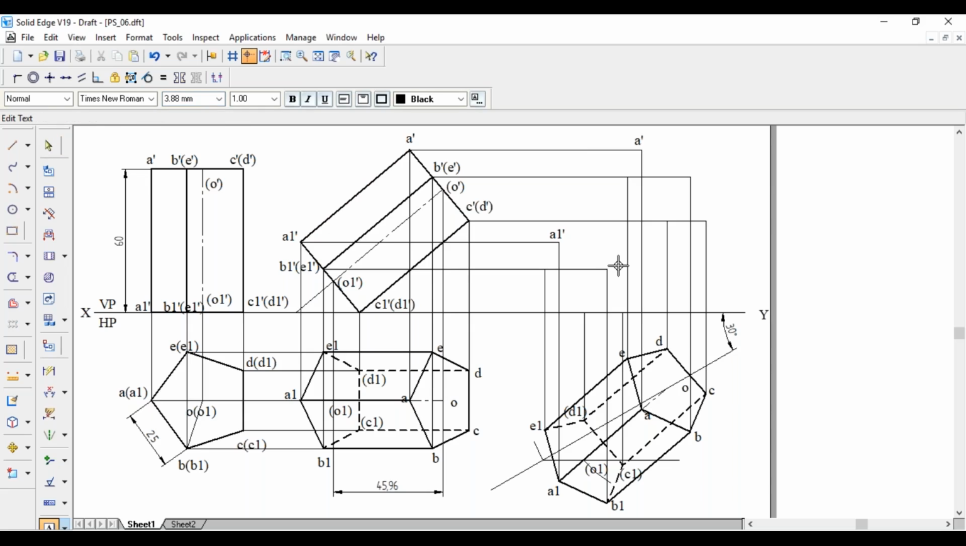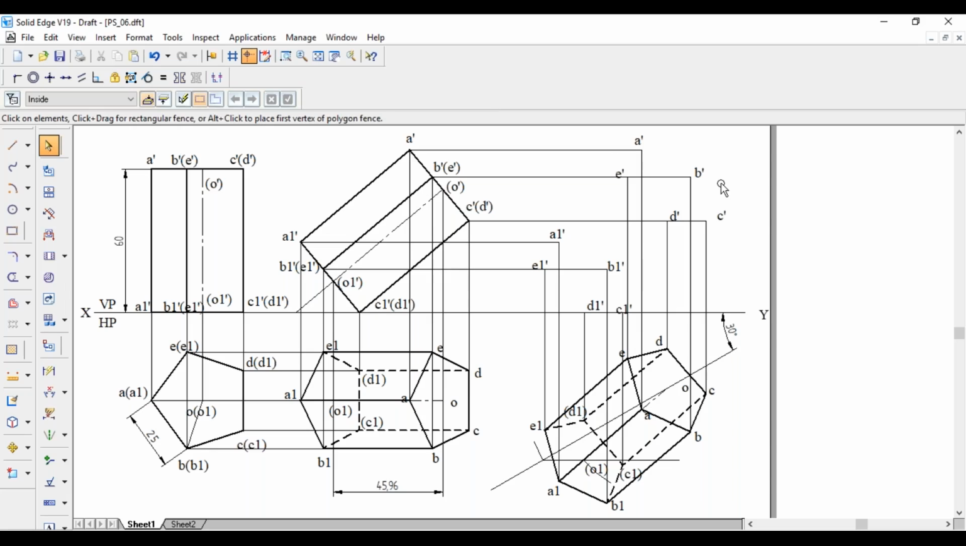So this is B1 dash, C1 dash, D1 dash, and this one is E1 dash. Only this is B dash, C dash, D dash, and this one is E dash.